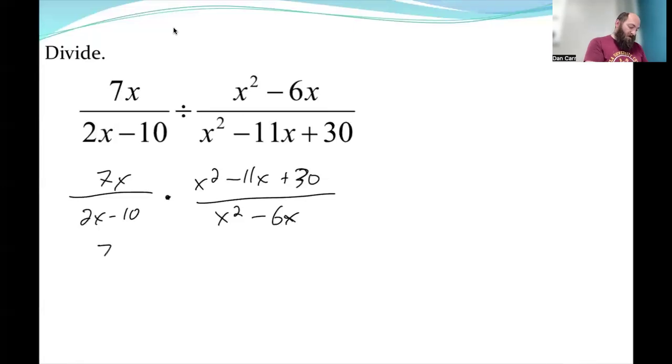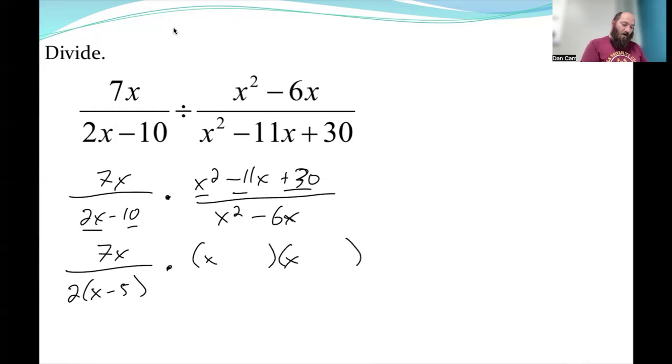So 7x is done like it is. 2x and 10, don't forget about GCF factoring. 2 is a common factor for 2 and 10. So I'm going to be left with 2 times x minus 5. Over here, I've got x squared, so that has to be an x and x. Negative 11 and a positive 30 is going to be a negative 6 and a negative 5, because those multiply to 30. They add up to a negative 11.